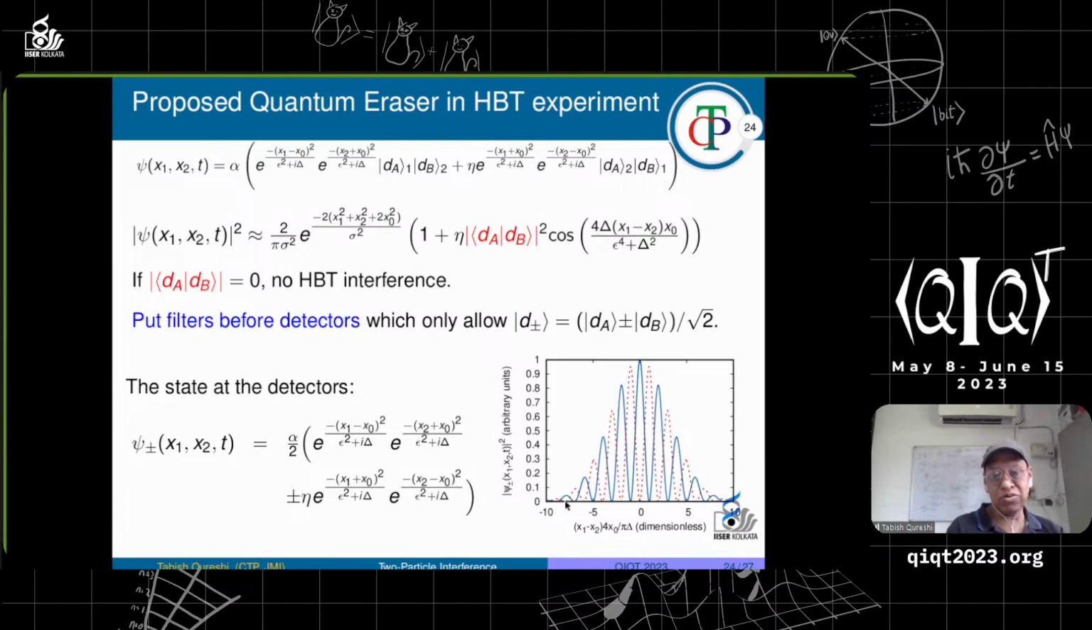And I'm not going into the detail. So you will see that for these completely distinguishable photons, if you put this filter, this interference comes back, you can see this blue line. On the other hand, if you put a different kind of filter which allows only states with dA minus dB, then you will get an interference which will be slightly shifted, the one which you can see in these dotted red lines.